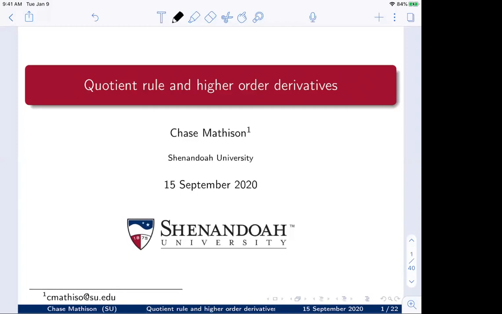How's everybody doing? Today is Tuesday, the 15th of September of 2020, and I'm Chase Matheson. Today we're going to be talking more about the quotient rule, and then we're going to talk about higher order derivatives, which are just derivatives, but multiple ones, okay? And then if we have time, we're going to talk about the chain rule today. I don't think we're going to have time, but I can dream.